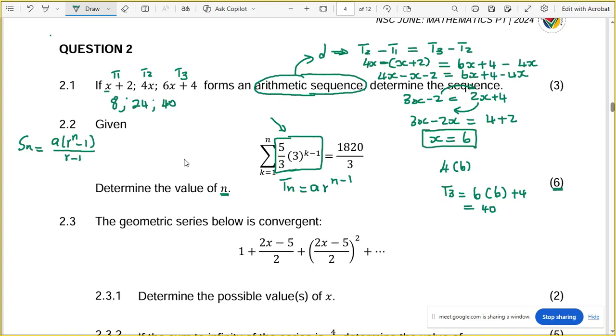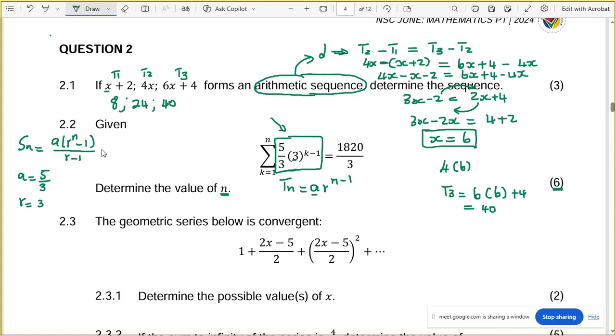5 over 3. Exactly. So the value of A is 5 over 3, and the value of R is 3. Because if you look at this, your A is 5 over 3, and then the 3 is the one that is to the power n minus 1. Do you understand?